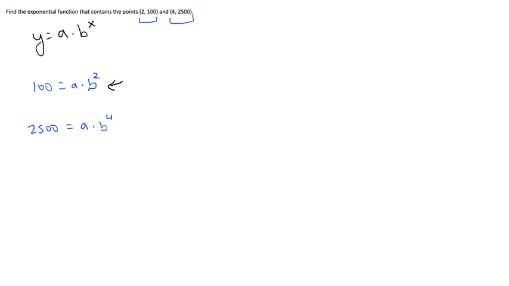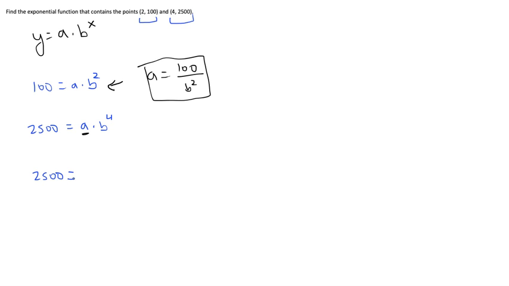So for a, I'm going to divide both sides by b squared. So a equals 100 over b squared. And the reason why I'm doing that is so I can use substitution. I want to substitute this expression for a into the other equation. So let me go ahead and rewrite that.